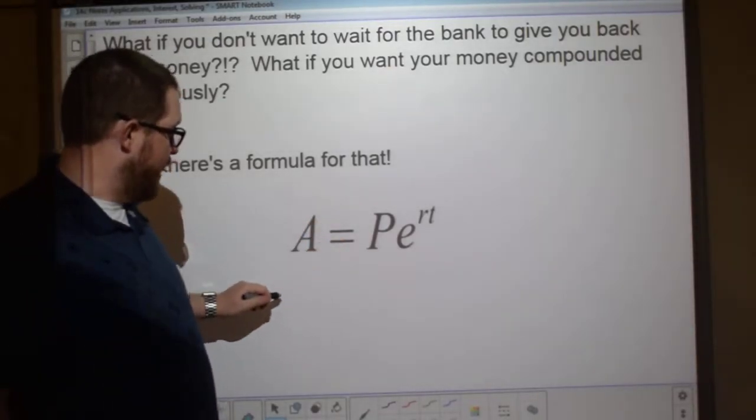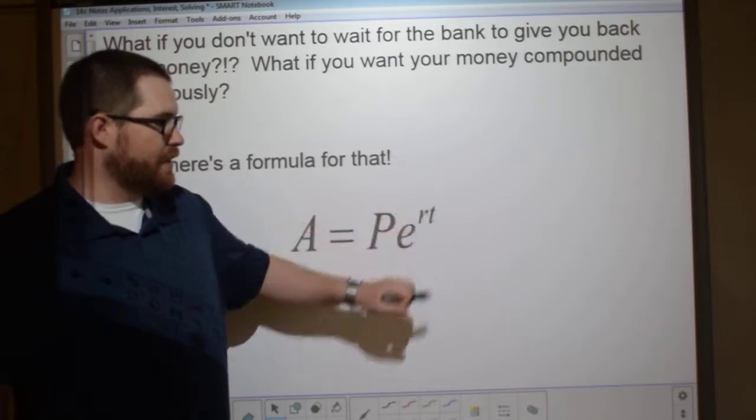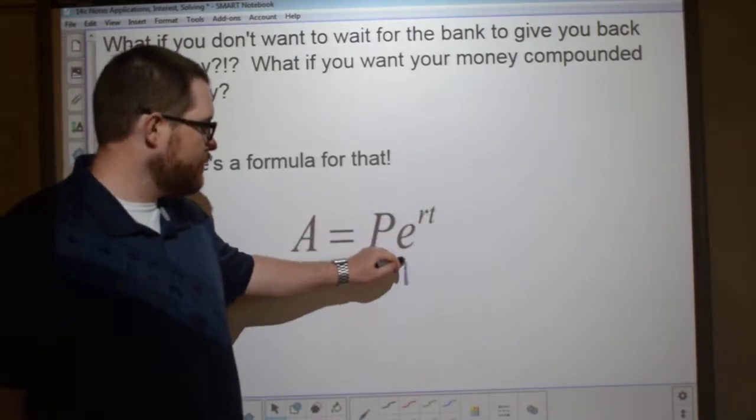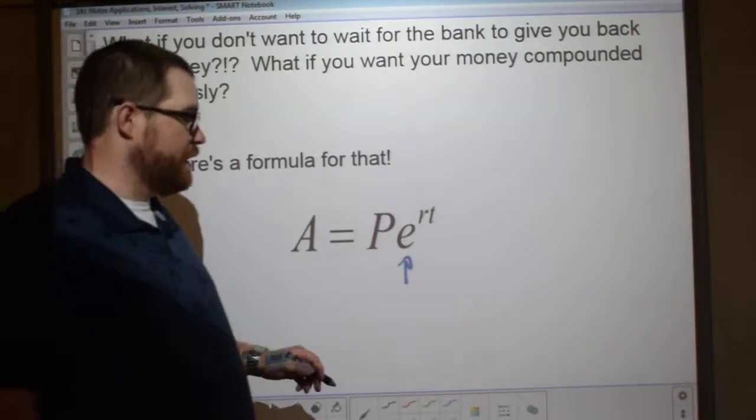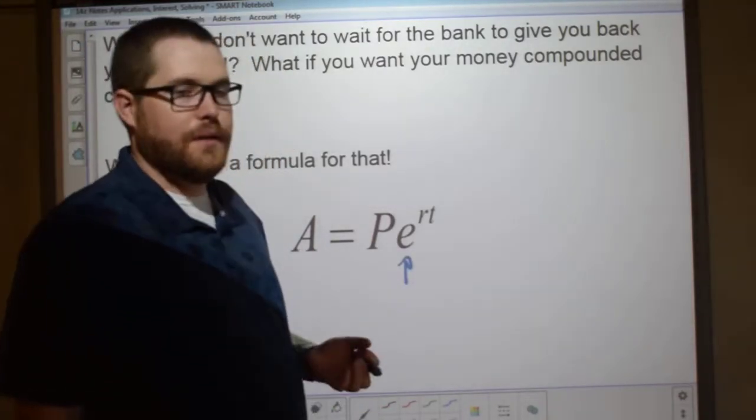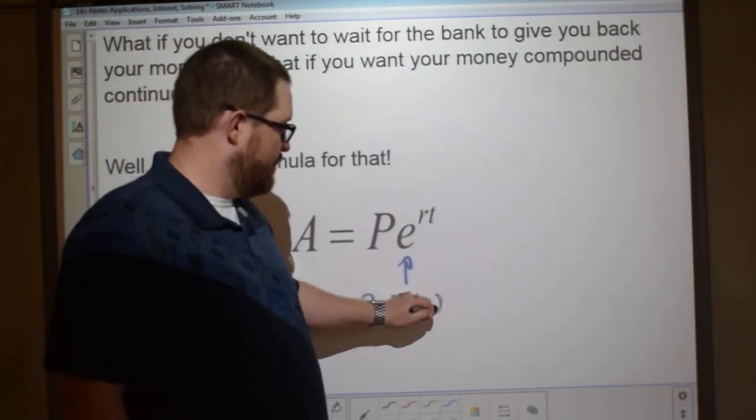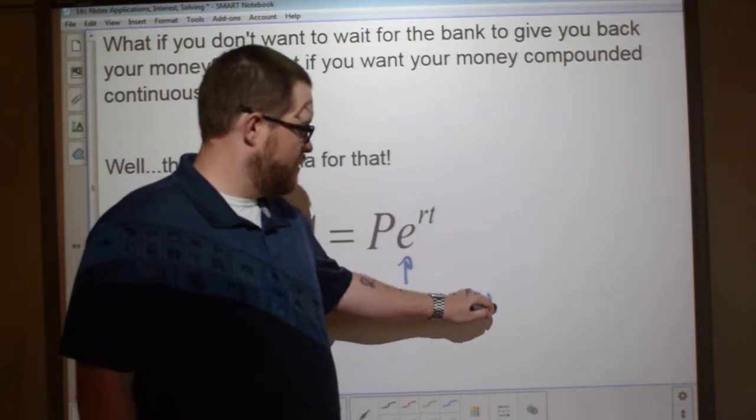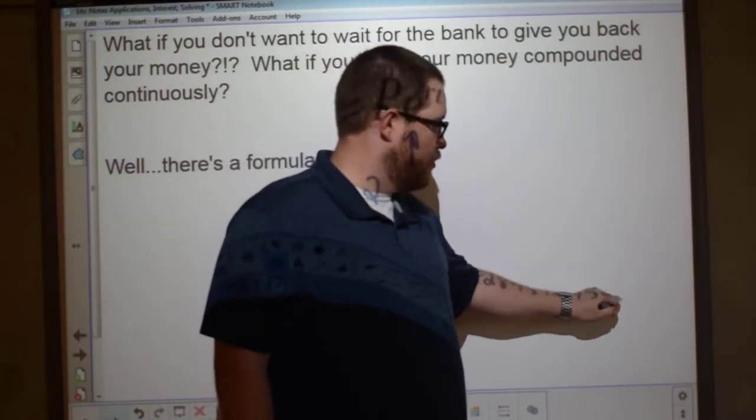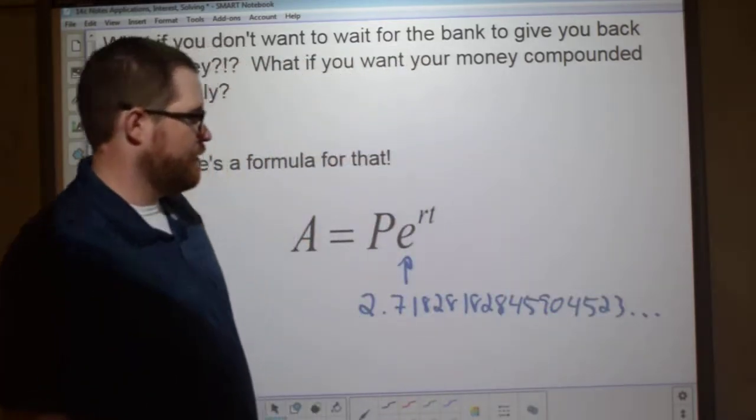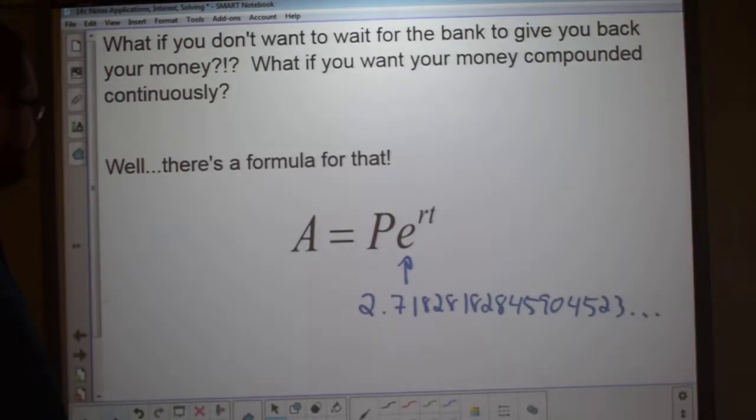So, A is still your final amount, P is still the principal, R is still the rate, and T is still the time in years. E. We talked a little bit about E in Honors Algebra 2. It's kind of like pi. It's a letter that means a number, an irrational number. And it goes on forever without repeating. And here's an example of where that's used in the real world, if I'm compounding continuously.